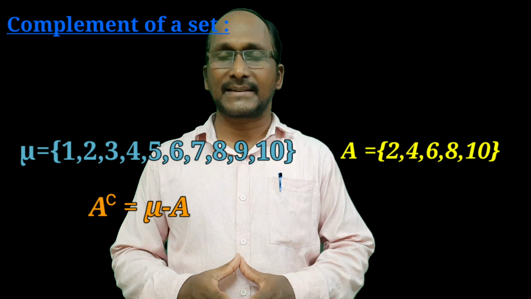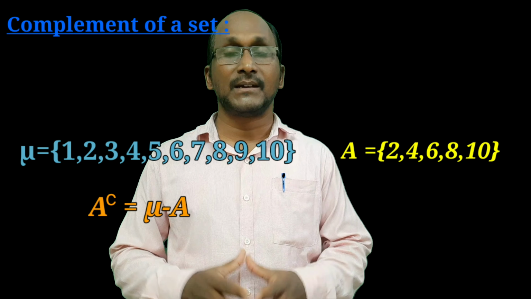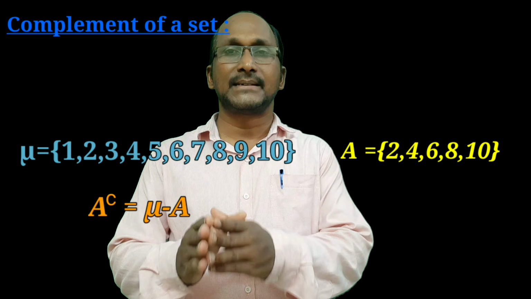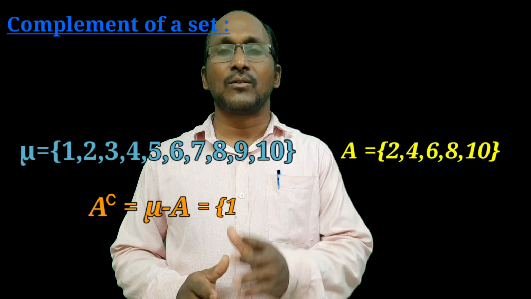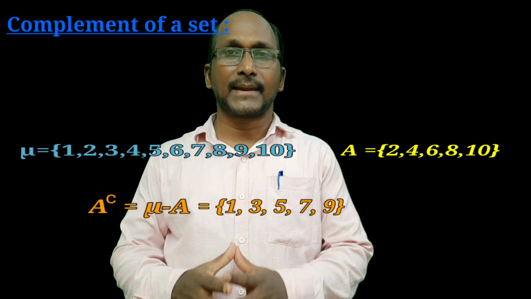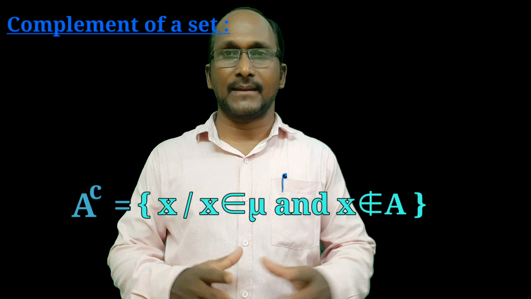So already we have discussed the difference of two sets. By the definition of difference of two sets, now mu minus A can be taken as set of 1, 3, 5, 7, 9. Now we can describe the set A complement in the set Euler form as set of X such that X belongs to mu and X does not belong to A.